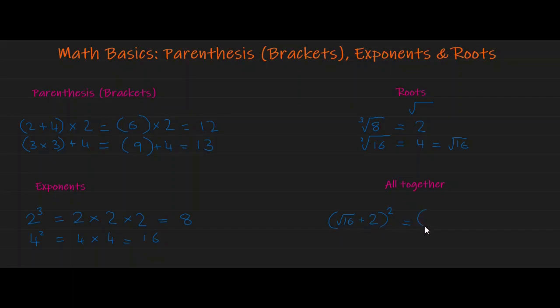Root 16 would be 4 as we solved over here, plus 2, bracket close, square. 4 plus 2 would give us 6, brackets, square. 6 squared is 6 multiplied by 6, which gives us 36.